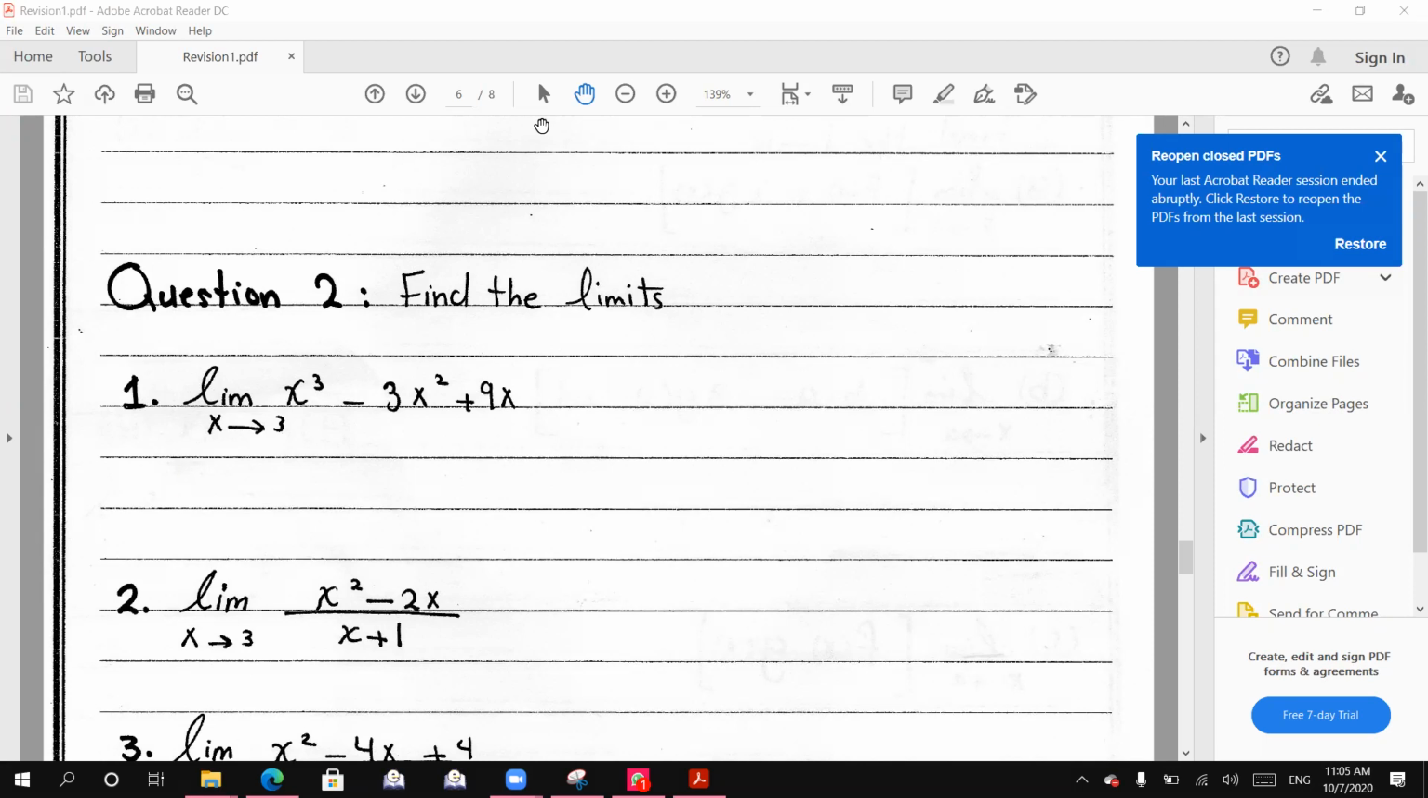What I have to do now, I will say its limit. I will say that it's 3 cubed minus 3 times 3 squared plus 9 times 3. 3 cubed, which is 27, minus 3 times 3 squared, which is 27 also, plus 27. So the answer will be 27. So if I have a polynomial, it's just so easy. Just evaluate the value of x. Now, go to the second one now.